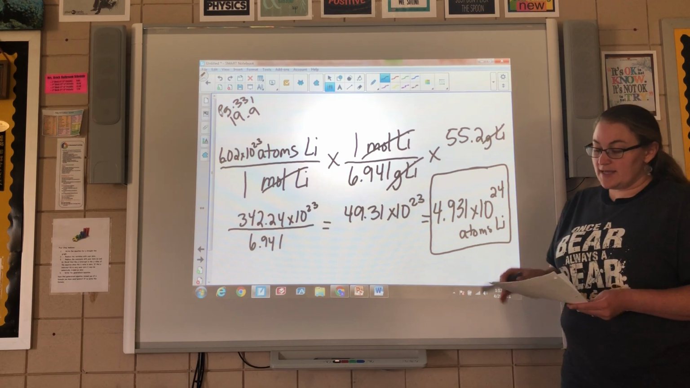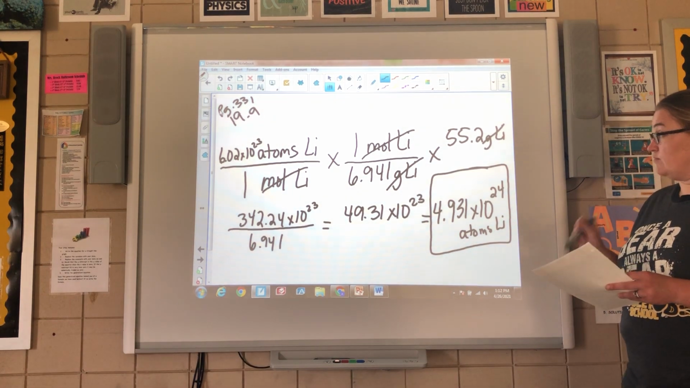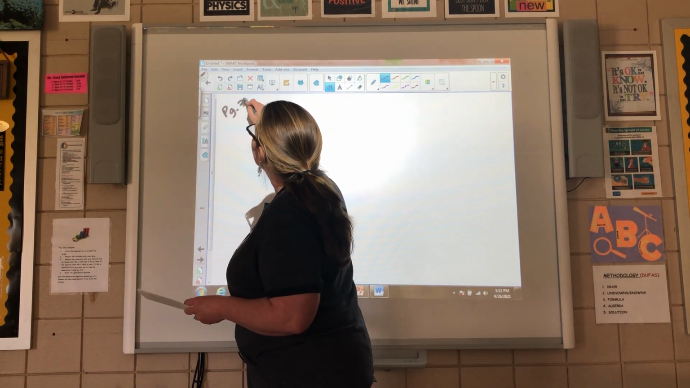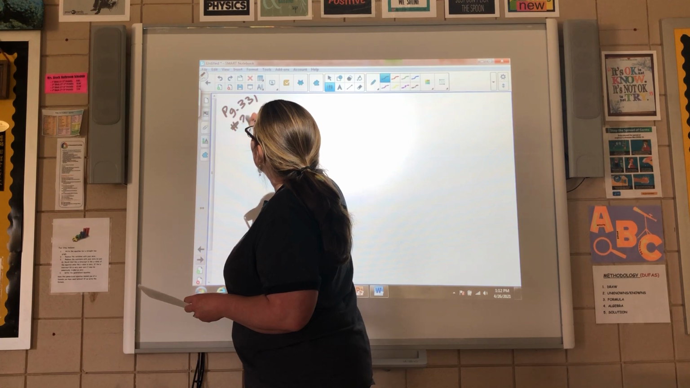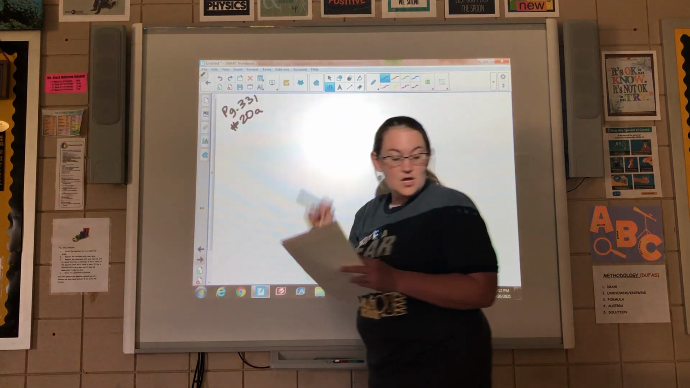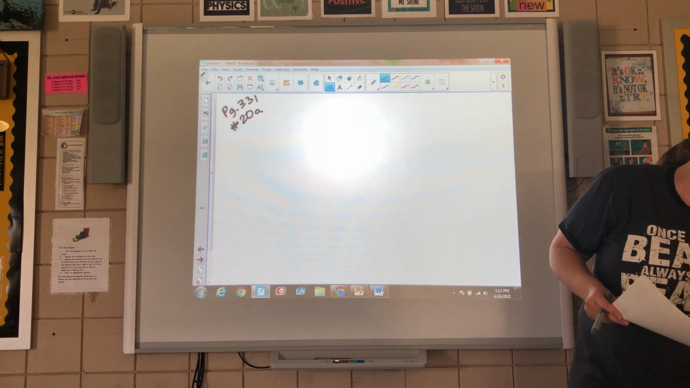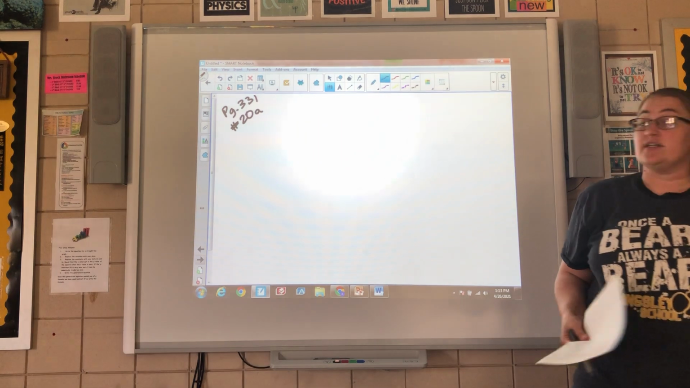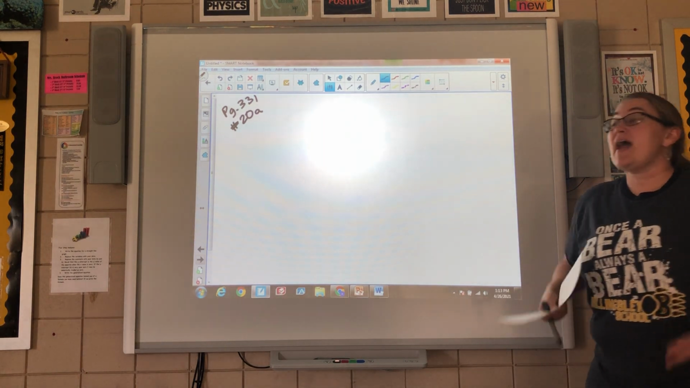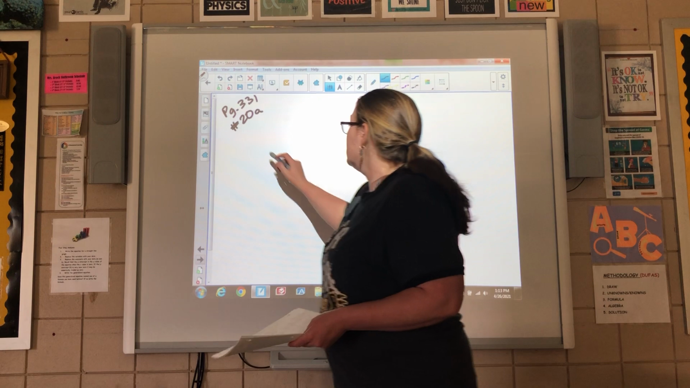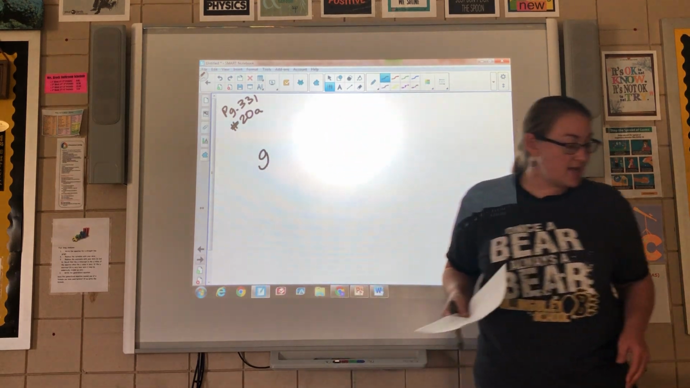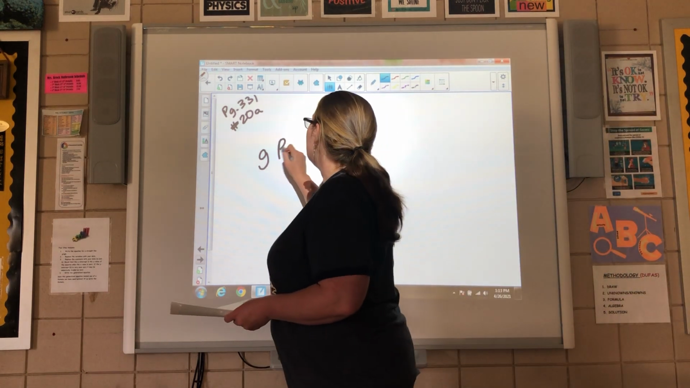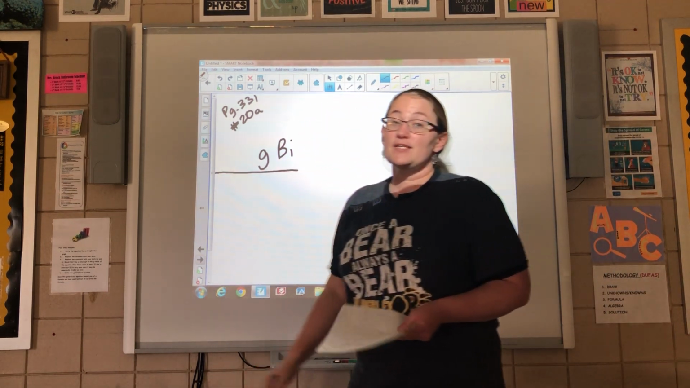All right, and let's do 20A. One more. Let's do 20A. All right, so this is on page 331. This is number 20A. 20A is asking us what is the mass in grams of each of the following. So we need mass on top, and that is in grams. So let's look at 20A. 20A is looking at the element bismuth. So grams of bismuth. That's what I want my answer in.